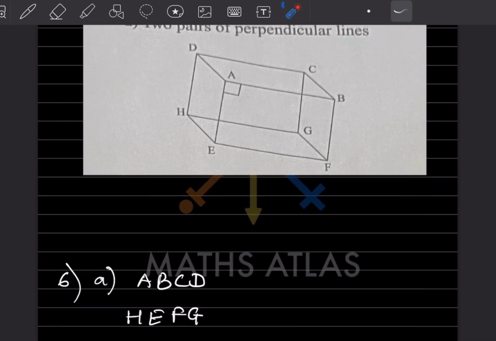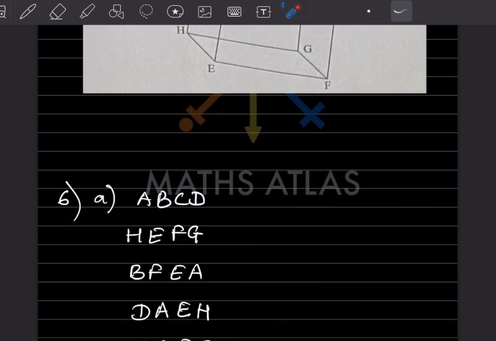DA, this one we can say DAEH. So we can make it to EH. So that will be the correct sequence.